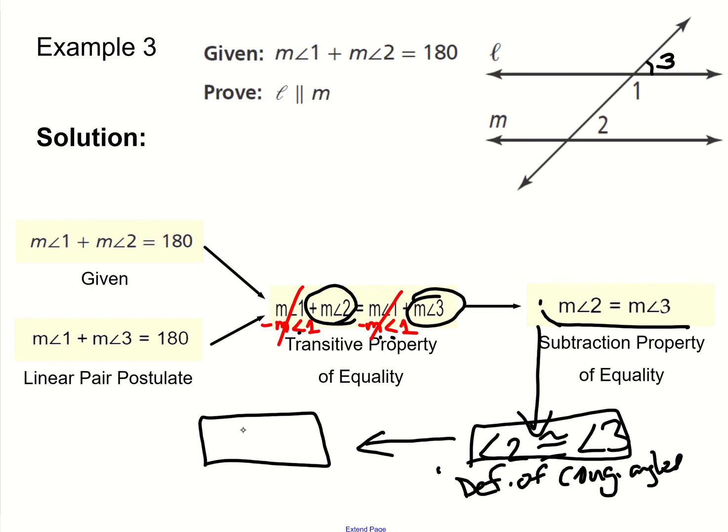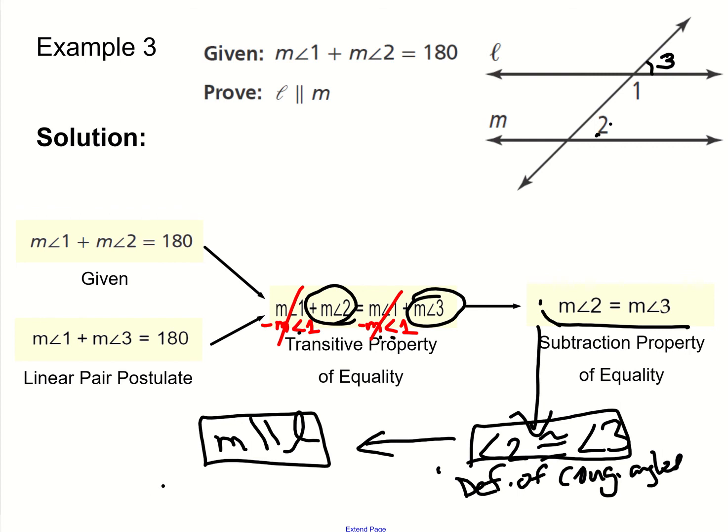And then finally, we say that M is parallel to L because we know that these two are congruent and they're actually corresponding angles. Oh, I'm sorry, we're looking at these other angles here. Okay, so because angle 2 is congruent to angle 3, that means we have to say that M is parallel to L, and that is because of the corresponding angles theorem, or the converse.